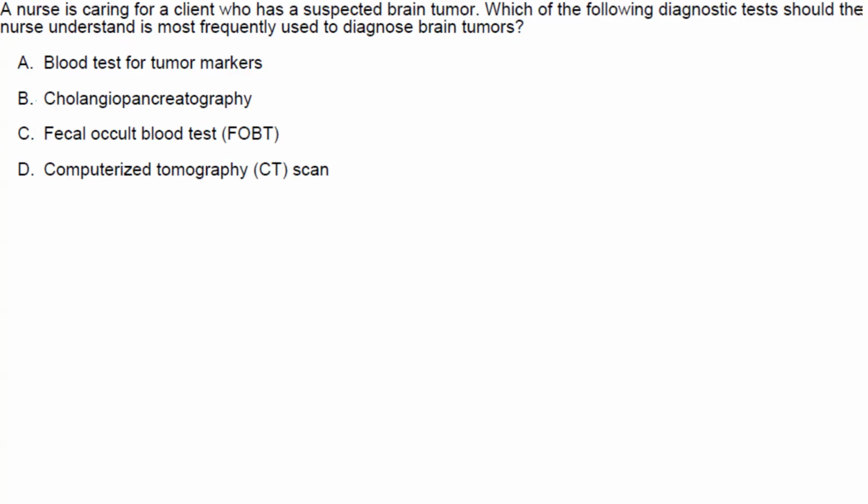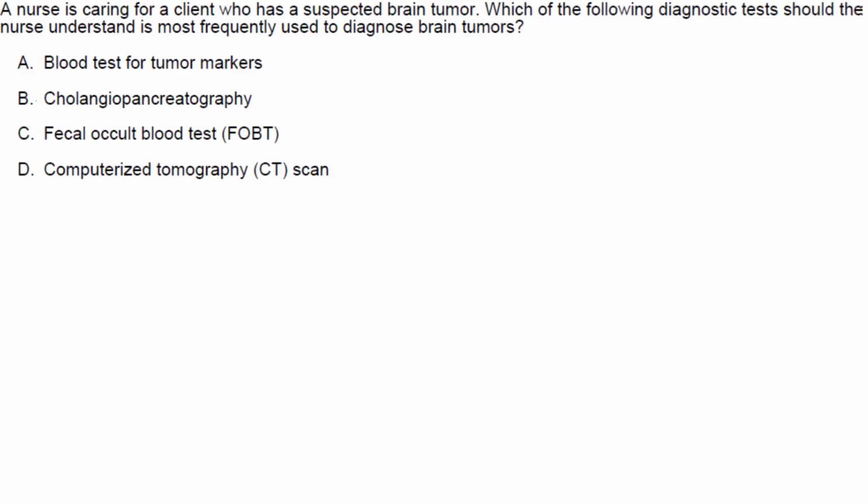Couplet test also, that's usually done for C. diff. We do it for GI and peptic ulcer disease, but not tumors. The only one is CT, and we can add also MRI, or if you replace CT with the MRI would be also the correct answer.